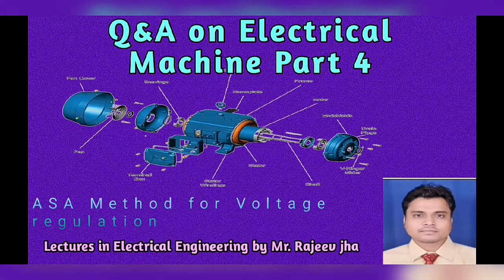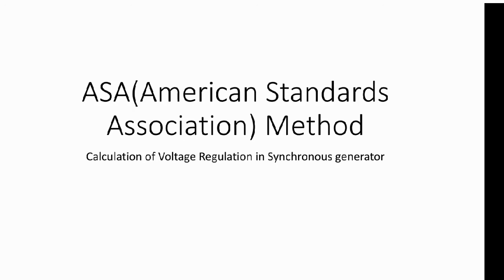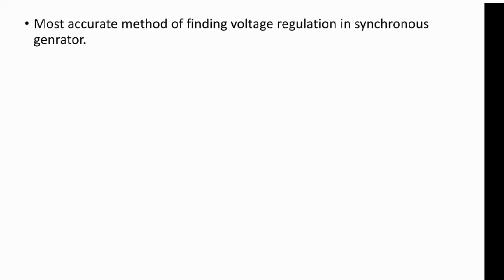So let's begin. This is the American Standard Association method, ASA method, and this method is used for voltage regulation in synchronous generator. It is the most accurate method of finding voltage regulation in synchronous generator. Yes, it is the most accurate method.